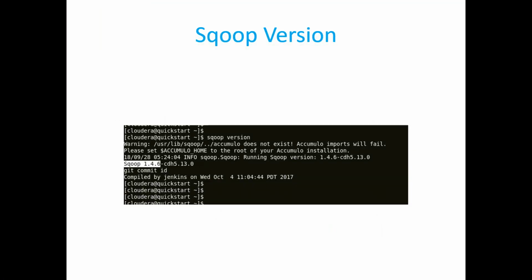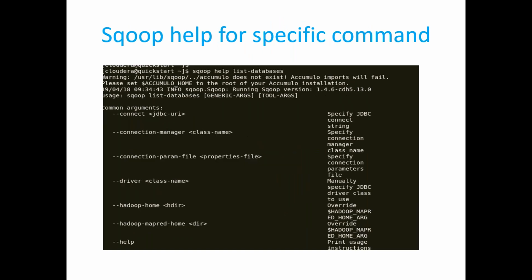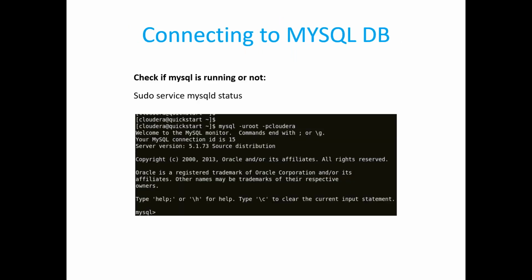So we spoke about how to check the version of Sqoop. We have seen the help to get the list of all the commands in Sqoop. Also, we have seen how to get the help for a specific command. Right now, in our case, we are going to use MySQL as the database to get the data from. So before connecting to MySQL, let us verify if the MySQL database is up and running or not.